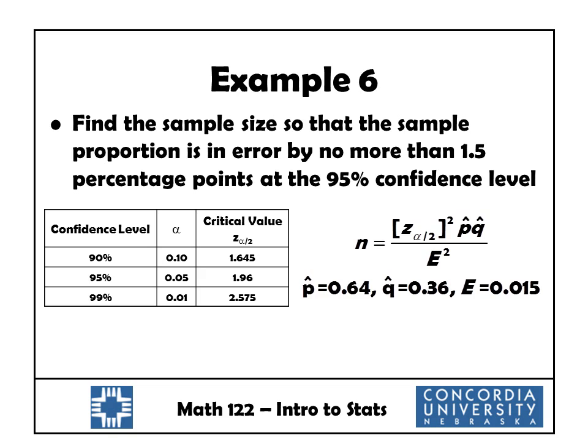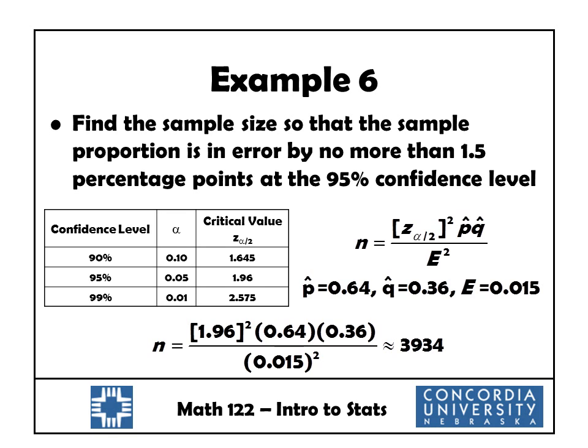Well, now let's do a similar example, but let's work at the 95% confidence level. So I want the sample size so that my sample proportion is in error by no more than 1.5 percentage points at the 95% confidence level. Okay. Now our formula is the same. P hat, q hat, and e are all the same. The only difference here is that z sub alpha divided by 2 is 1.96. So I plug those numbers in and round off my result, and I get 3,934. So if I'm working at a higher confidence level, I need a bigger sample size. If I want to be more confident in my results, I need a bigger sample size.